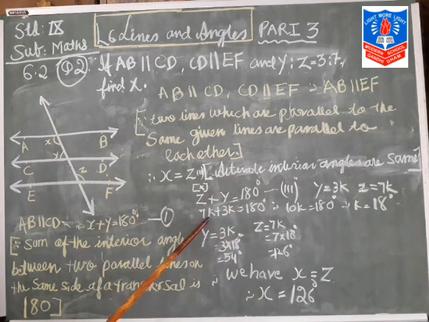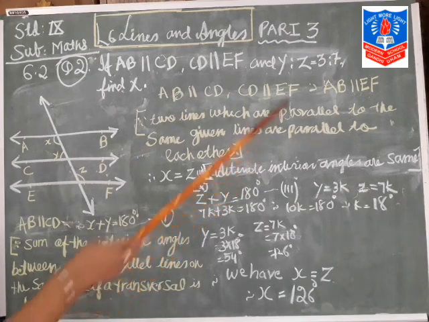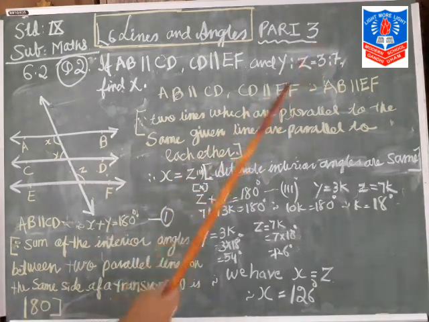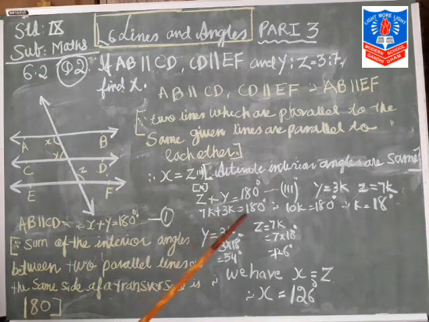Z value is 7k and y is 3k. You have to assume that k is a constant. So we can write 10k equals 180. Therefore, k equals 18. Clear? So now y equals 3k, so 3 into 18 is 54. Z is 7k, 7 into 18 is 126. So now we know that x equals z because alternate interior angles are the same. Therefore, x equals 126.